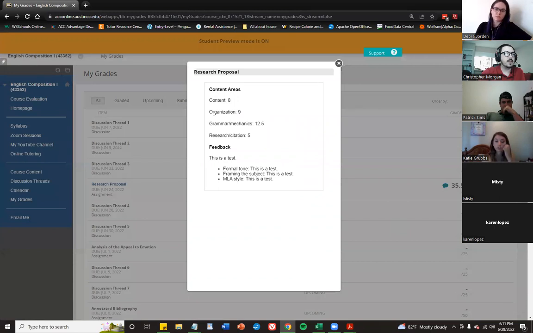I've got content areas and feedback, the two main sections, where I give you a score on one of the 4 different content areas. If you want more information about that, it's in the syllabus. And then feedback. What I try to do is give you 1 positive note and then 3 ways that you could improve this draft on revision. Whenever you go back and do revision, what I'm looking for is how you are responding to these specific criticisms in the feedback.